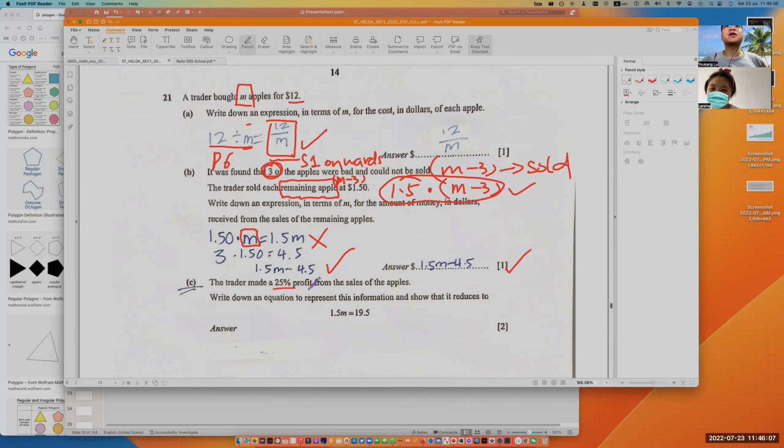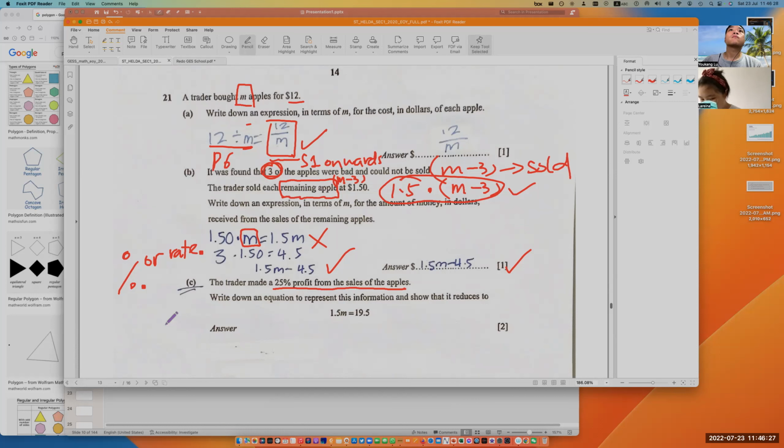So 25% profit. Have you learned the meaning or how to find profit or loss? This question is under percentage or rate. Are you learning the topic of percentage or rate at the moment?